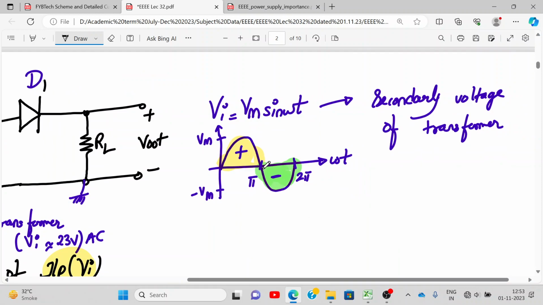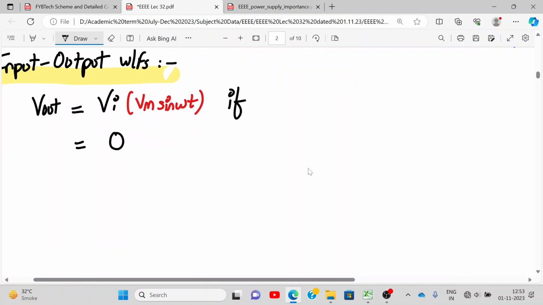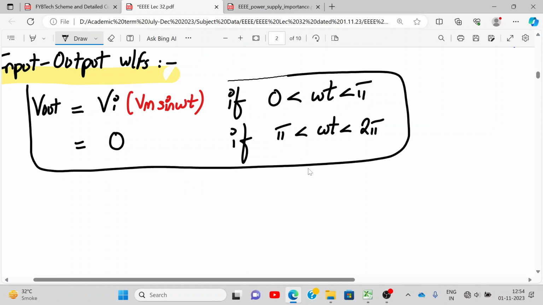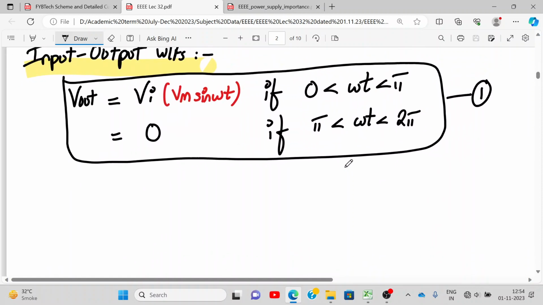From 0 to pi, can we say we are in the positive half cycle? From 0 to pi, we are in the positive half cycle, so output follows the input over there. From pi to 2 pi, it's 0. So let us write: output is equal to Vi from 0 to pi, and from pi to 2 pi, it's 0. This is my mathematical definition of whatever I have explained so far. Let's call this equation number 1. This means positive half cycle, this means negative half cycle. Now let's draw the waveforms.